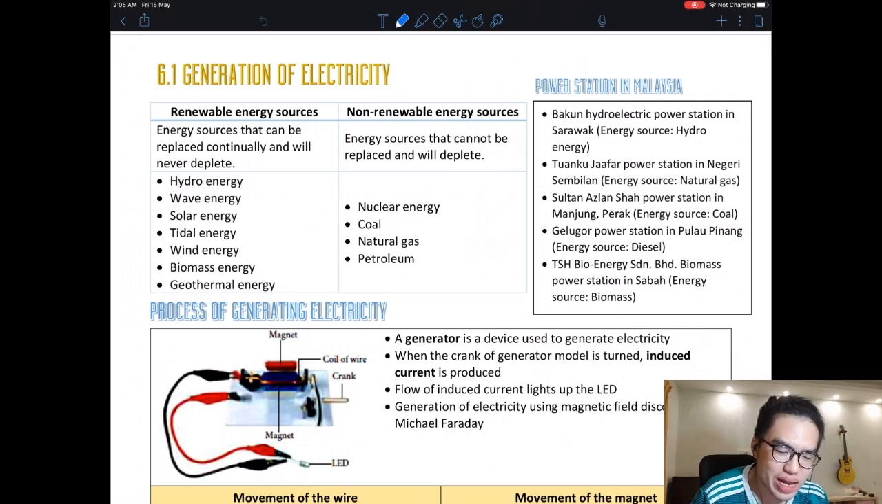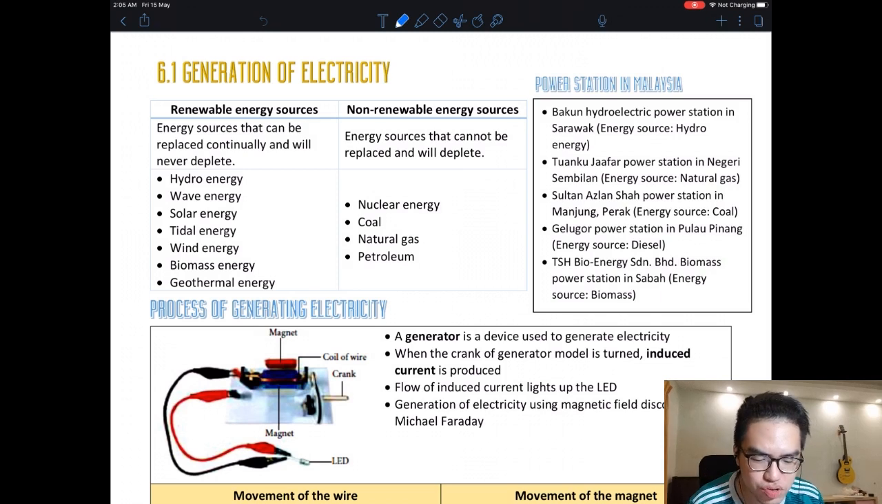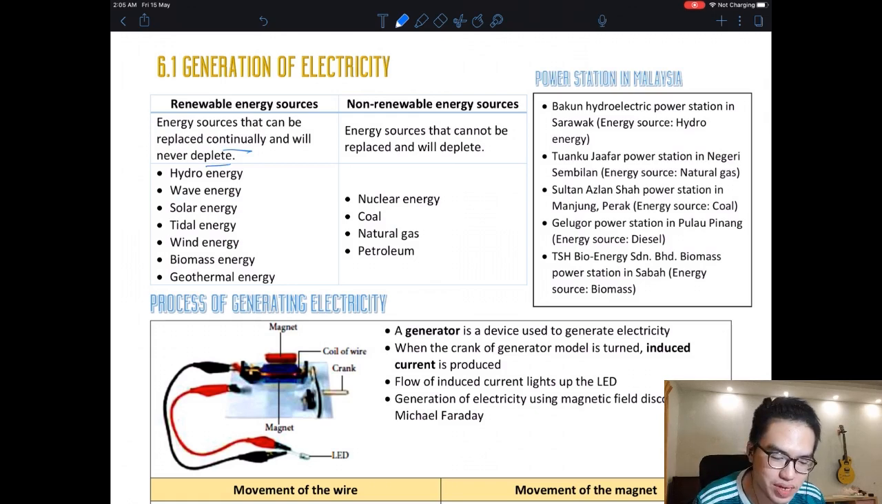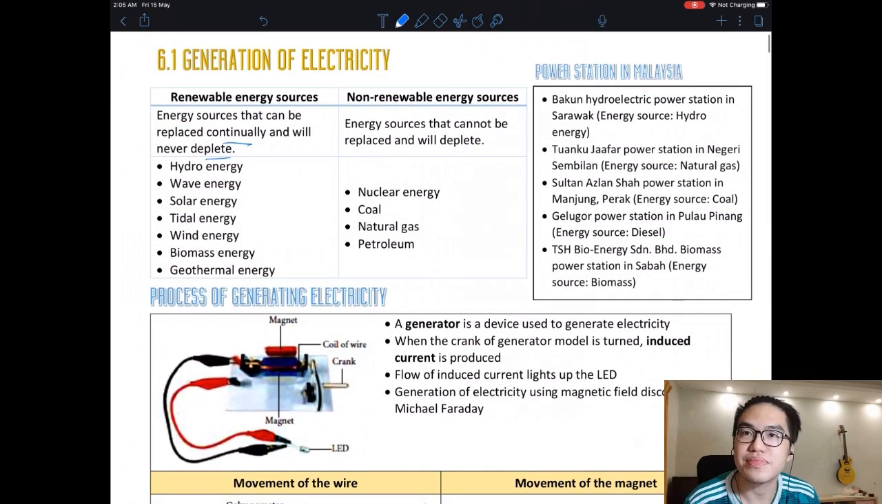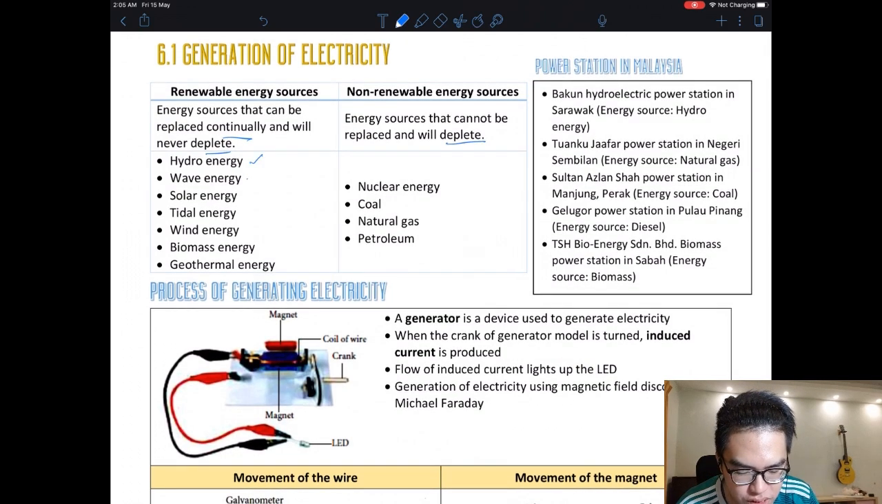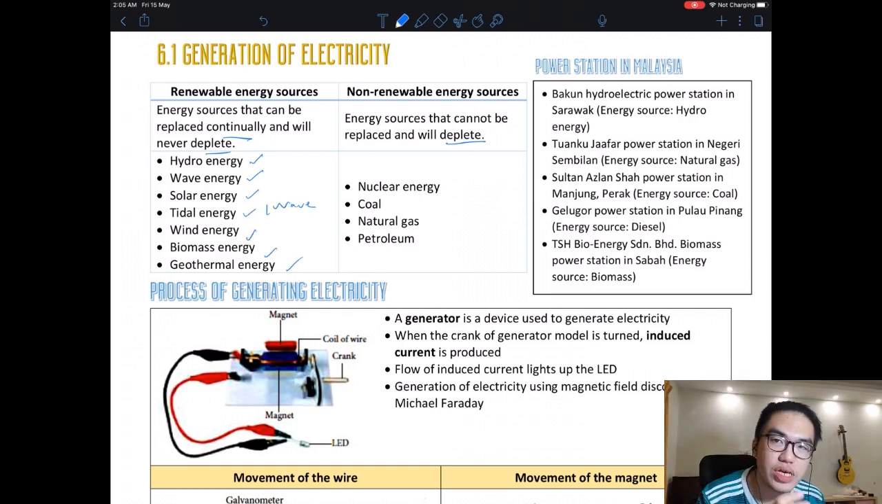So let's look at how we generate electricity at first. You have already learned this in Form 2. You have renewable and non-renewable sources of energy. Renewable means it will never deplete. Non-renewable means it will be depleted. The examples of renewable are hydro, wave, solar, tidal, wind, biomass, geothermal. All of these have unlimited supply. Like wind, it's not going to run out. For non-renewable, we have nuclear, and the other three we call fossil fuel.